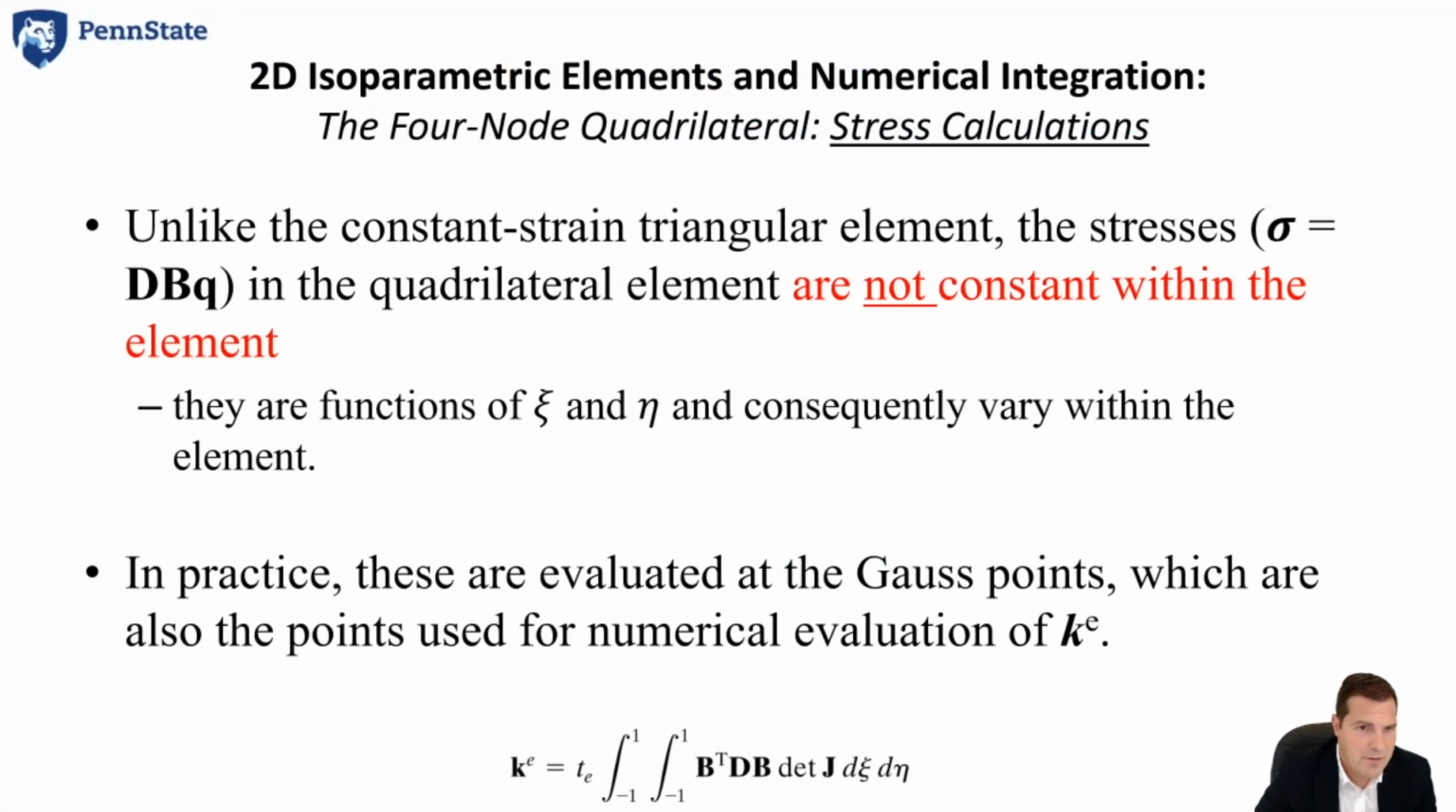Just another reminder that unlike the constant strain triangle, the stresses in the quadrilateral element are not constant either. Okay, so they're functions of psi and eta, and consequently vary across the element. In practice, these are evaluated at the Gauss points, which are also the points used for numerical integration. So we actually compute the stress. We have stresses and strains at each one of those Gauss points, just like we have for K.